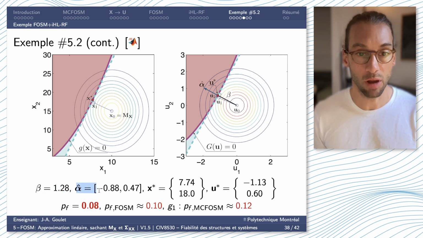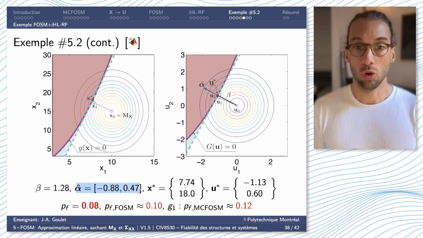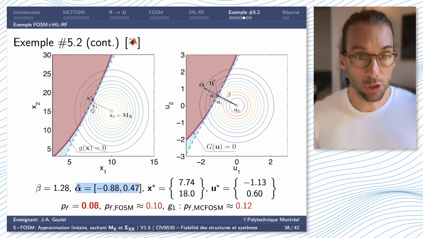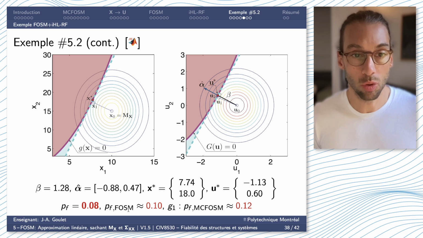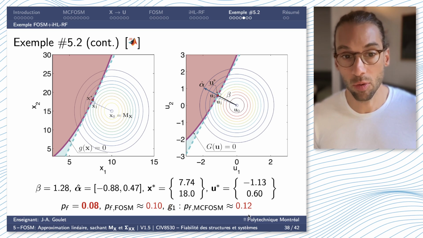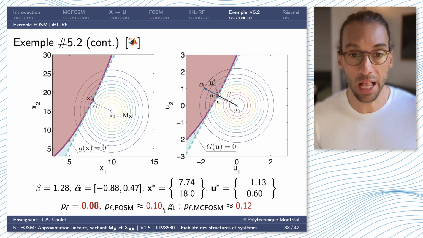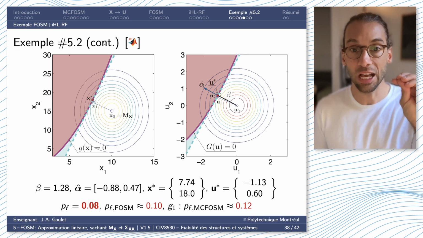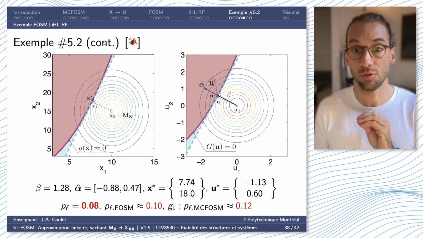We can evaluate our alpha, our normalized gradient vector. And we have our design point in the original space equal to these coordinates, and in the standard normal space, these coordinates. If we evaluate with this beta, the probability of failure, the real one is 0.08, the one with FOSM is 0.10. And remember with MCFOSM, we had 0.12. So we see that we're closer to the reality than we were before, because now we're really careful in evaluating our limit state surface exactly on the true limit state surface itself.